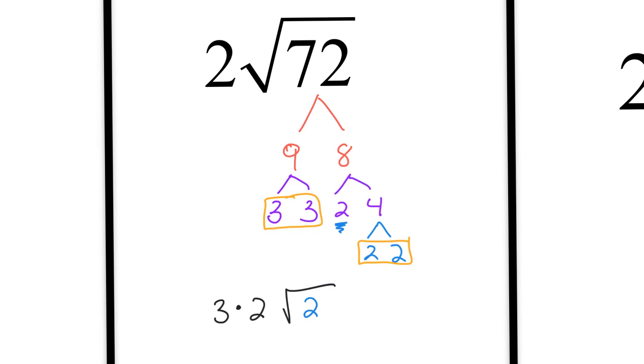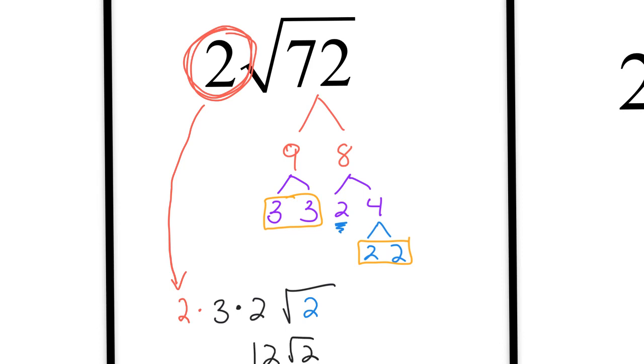Something else. You guys remember the 2 outside of the radical at the beginning? You guys need to bring it down. So I'm going to bring down the 2 outside of the radical, and I'm going to multiply by the numbers outside of the radical. So now you multiply 2 times 3 times 2, and that's going to be 12, and we have the square root of 2. So there is my exact answer. You guys have the radical form. You guys use prime factorization.